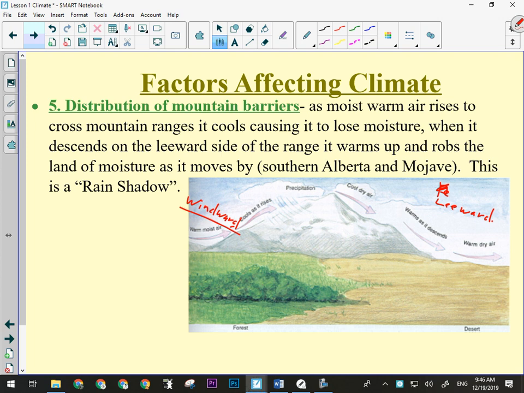Right. This is typically why you see grasslands and deserts on one side of mountains, and you see lush stuff on the other side. Right? So if you go into BC, you go over the Continental Divide, and you see all that kind of lush rain, like temperate rainforest. Okay? And then on this side you see prairie.